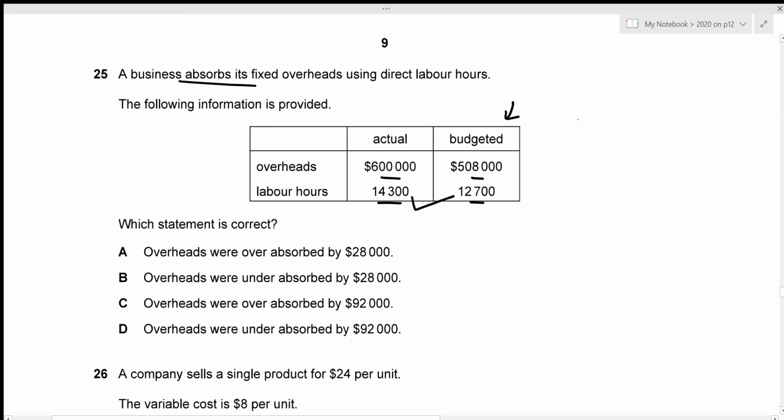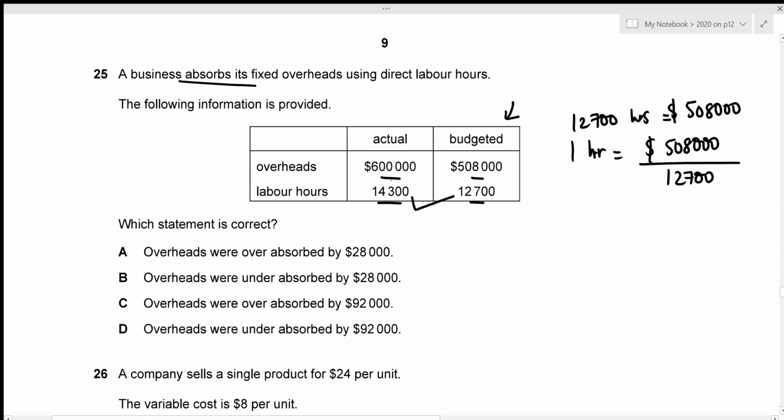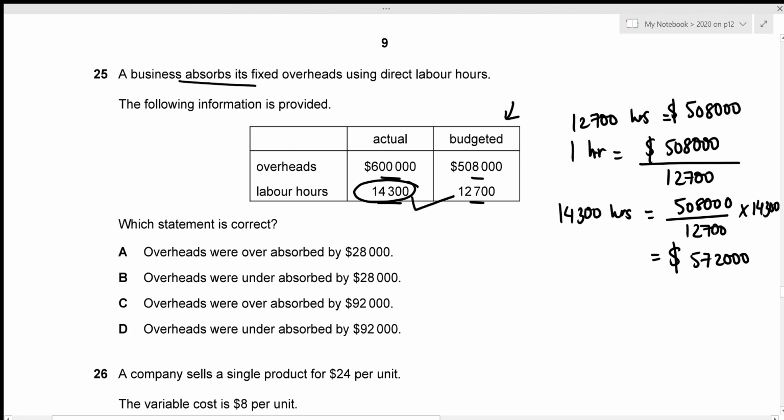So for 12,700 hours, our budgeted value is 508,000. For 1 hour, that would be 508,000 divided by 12,700, and we require it for the basis of 14,300 hours. So for 14,300 hours, the required budgeted overheads is going to be 508,000 divided by 12,700 times 14,300. Alright, and this gives our required budgeted overhead to have the value of 572,000. Comparing it with the actual overhead, we can see that the budgeted overhead is lower than the actual overhead, which results in the under absorption.